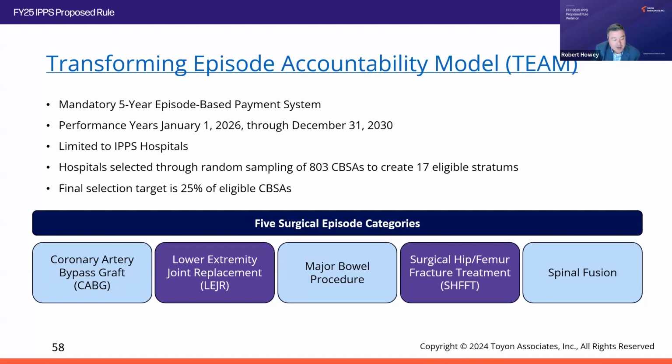So CMS is targeting a final selection of about 25% of those eligible CBSAs. There's no timetable as to when you'll be notified or when that list of CBSAs would be published. My guess is it's probably going to be sometime in early 2025.